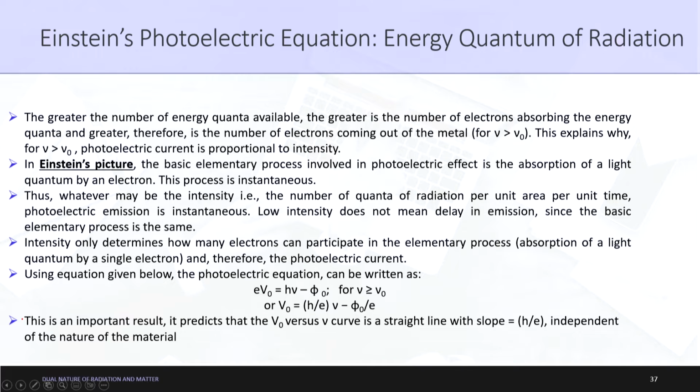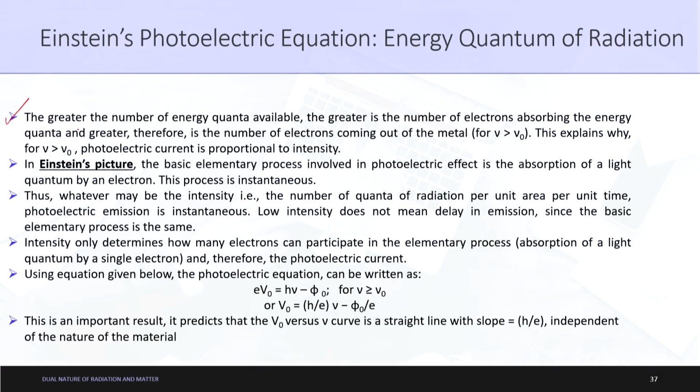Let us move on. The greater the number of energy quanta available, the greater is the number of electrons absorbing the energy quanta, and greater therefore is the number of electrons coming out of the metal. This explains why for nu greater than nu naught, photoelectric current is proportional to intensity. Now, just try to understand this concept here. Okay, so please, I will go very slowly.